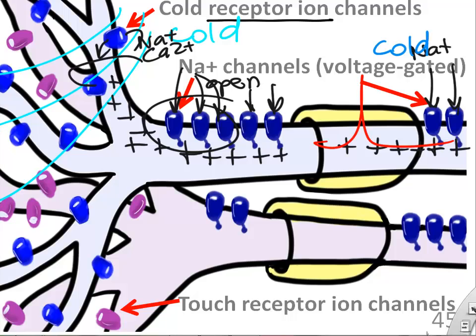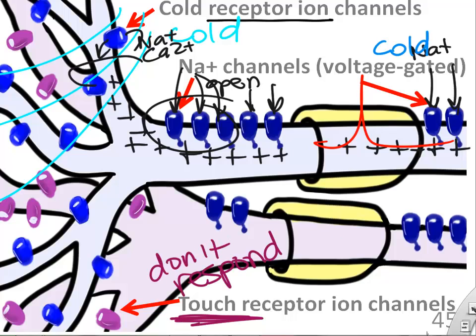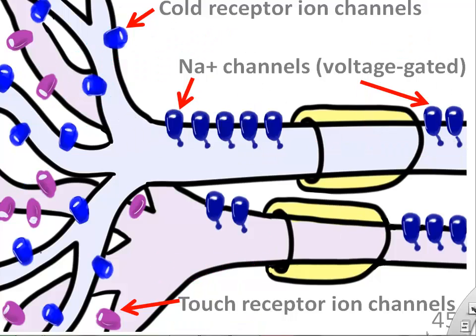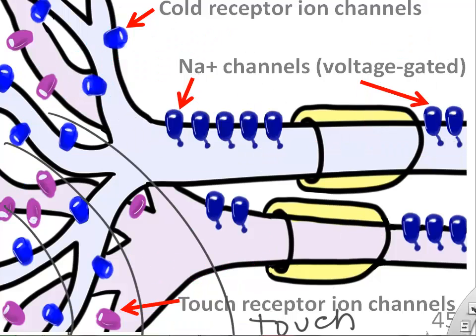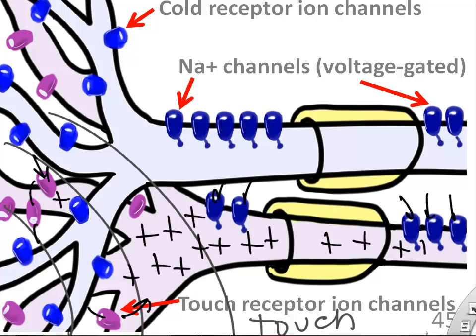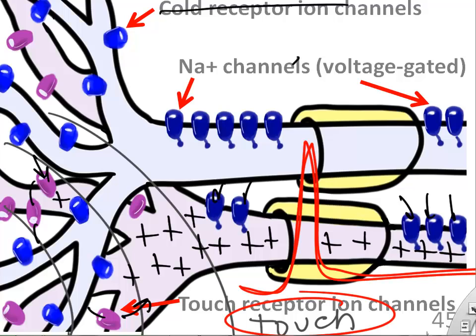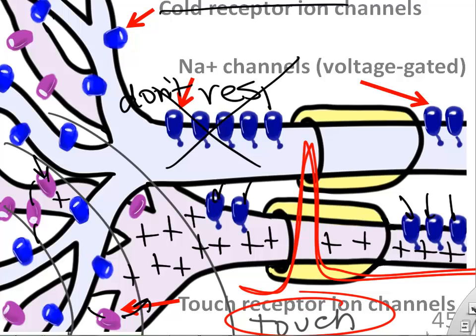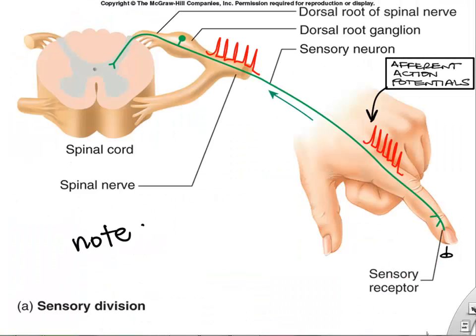And by sodium rushing in, it will only respond to cold, and the nearby touch neuron won't respond to the cold because it doesn't have the right proteins. If you touch those neurons or touch the skin near those neurons, the touch neuron's little channels will open up due to the deformation of the skin, and sodium will rush in and you get an action potential. But the cold neuron won't respond because its little proteins don't respond to touch. So it's kind of interesting.